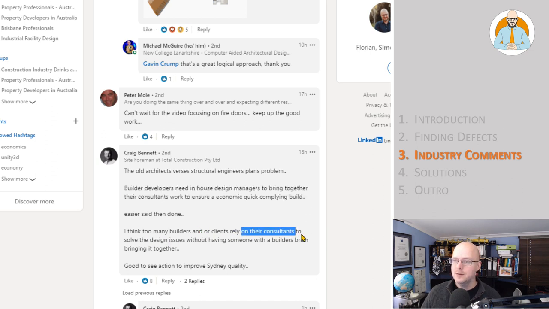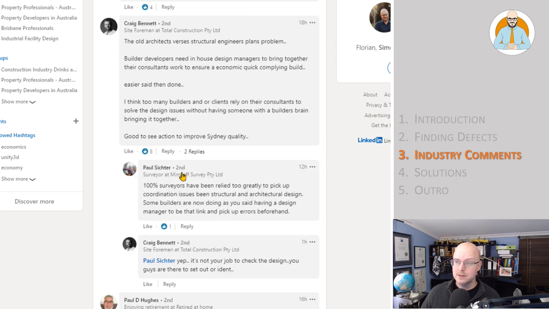I think too many builders and/or clients rely on their consultants to solve the design issues without having someone with a builder's brain bringing it together. Good to see action to improve Sydney quality. Here we go. What else?